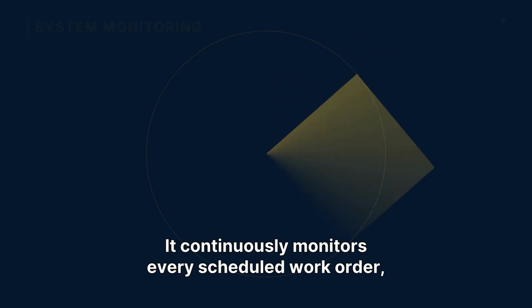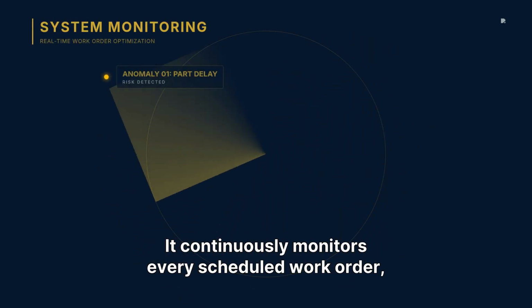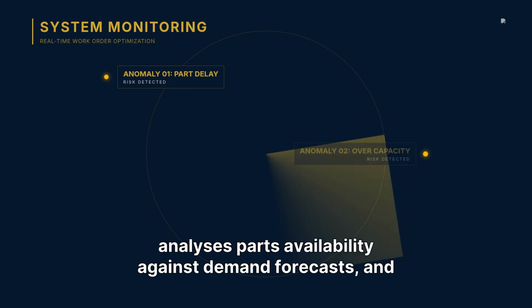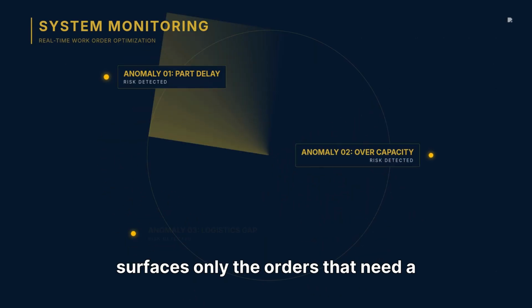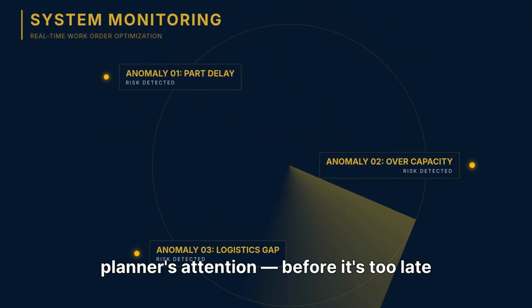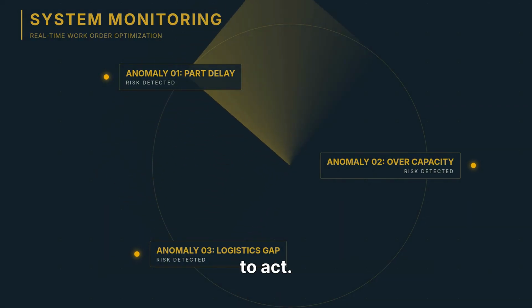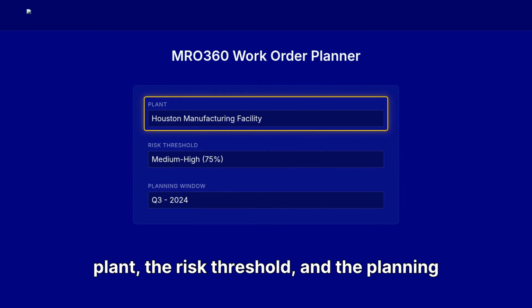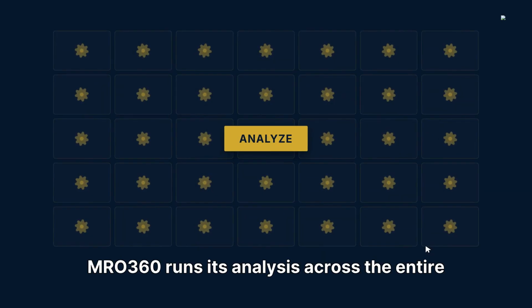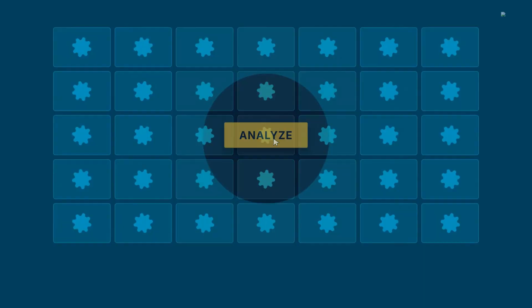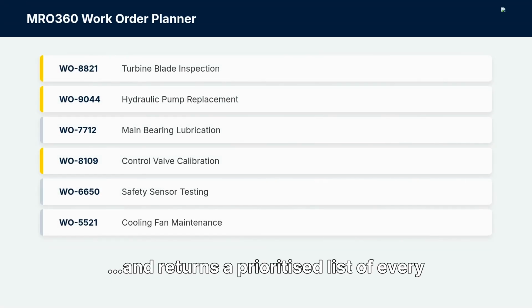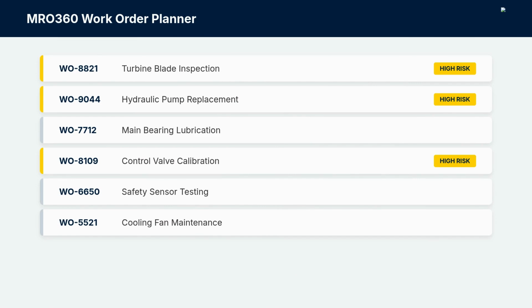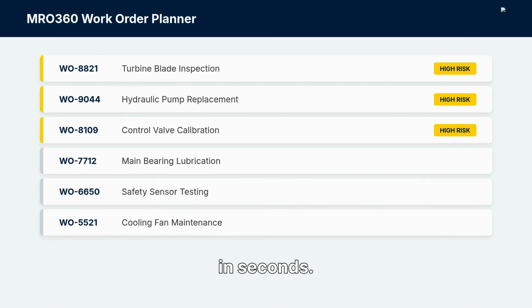system. It continuously monitors every scheduled work order, analyses parts availability against demand forecasts, and surfaces only the orders that need a planner's attention before it's too late to act. The planner sets 3 parameters: the plant, the risk threshold, and the planning window. One click, MRO360 runs its analysis across the entire work order schedule and returns a prioritized list of every order carrying parts risk. What would have taken days is ready in seconds.